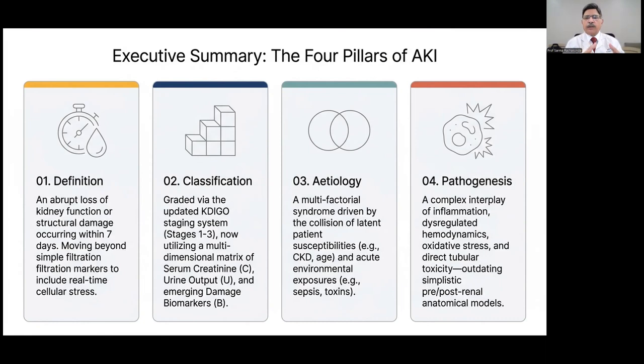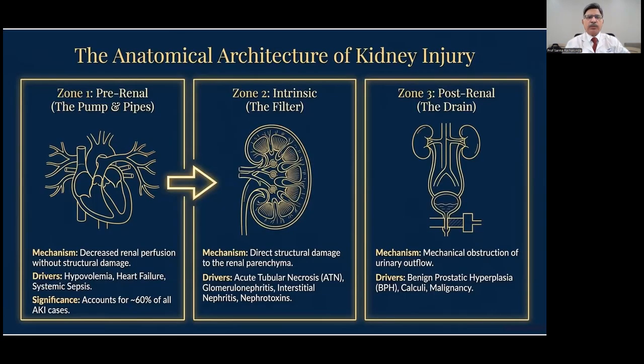Here, it is a complexity of inflammation, dysregulated hemodynamics, oxidative stress, direct tubular toxicity. There is a paradigm shift in the understanding of AKI. This is a 2026 guidelines presentation this month. So, the anatomical architecture of kidney injury: zone 1 is before the kidney, the pumps and pipes. Zone 2, the intrinsic filter.